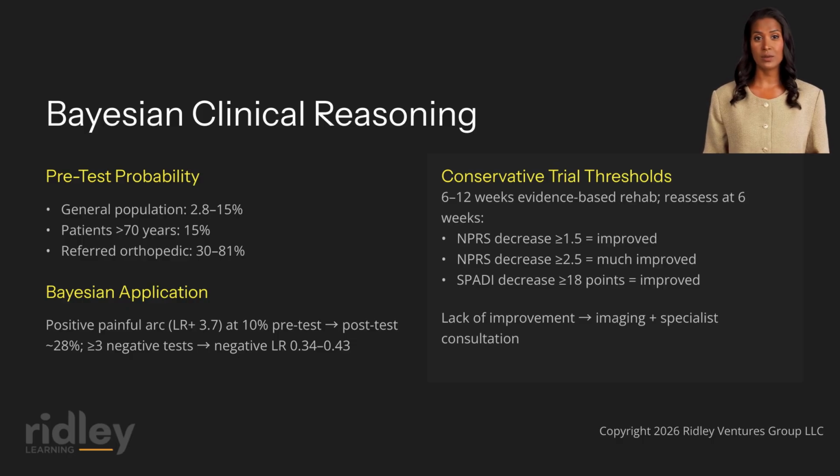reassessment endpoints. Patients should show significant reductions in pain, with an NPRS decrease of 1.5 or more points for improved and 2.5 or more for much improved and functional improvement, with a SPADI decrease of 18 or more points at 6 weeks. Lack of improvement or worsening symptoms indicates the need for imaging and specialist consultation.